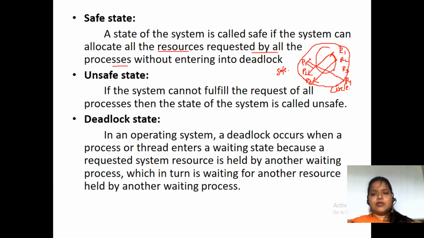As I have said, suppose P1 is requesting for R1, and R1 is held by P2. P2 is requesting for R2 and R2 is held by P1. So here we form a circle. This state we call a deadlock state. If no deadlock, we say that it is a safe state. If it is a deadlock, we say that it is an unsafe state.